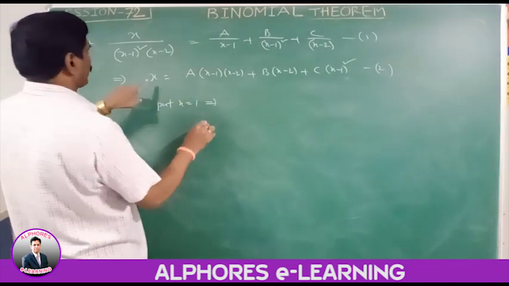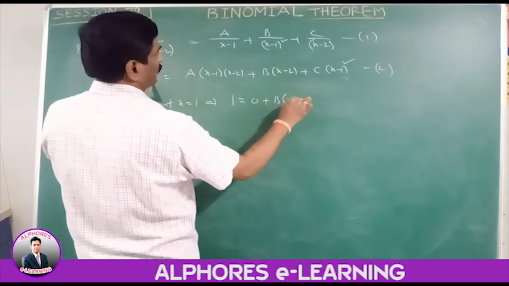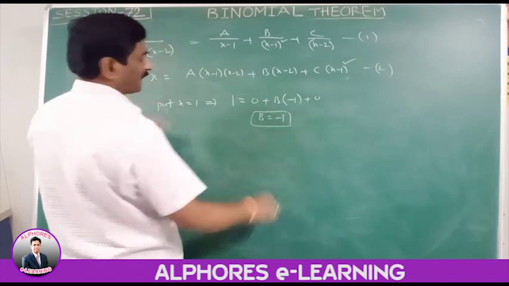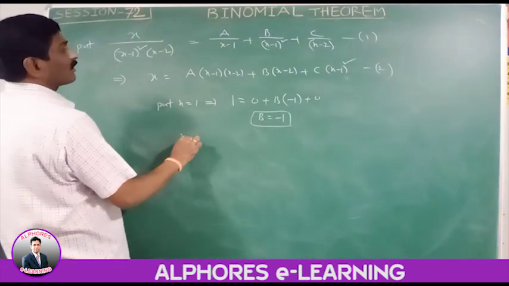At x is equal to 1, we get 1 is equal to 0 plus b of (1 minus 2), which means minus b. That means b is equal to minus 1. Okay, minus b is equal to 1 means b is equal to minus 1.